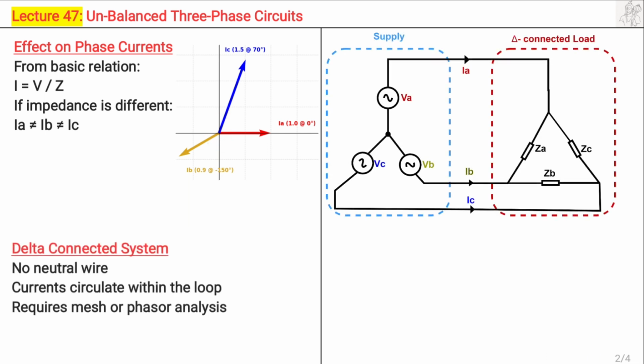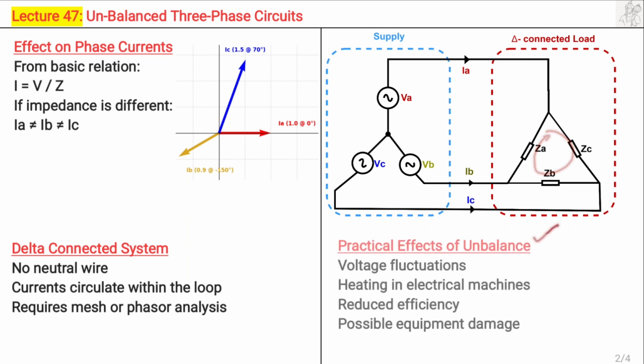So second one is delta connected system. So this is a delta connected system. Here there is no neutral, therefore currents will keep on circulating inside the delta itself. So the effect of unbalancing is that it leads to voltage fluctuation, heating, reduced efficiency, or possible equipment damage.